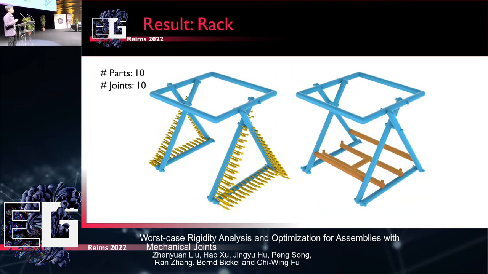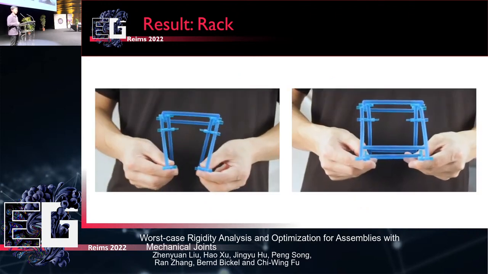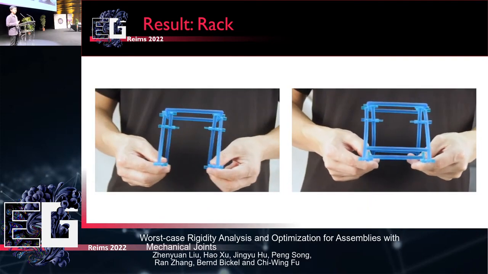Okay, and this is the rack model. So we are using 3D printing to print both the parts and the joints. And we're still using the same idea: our method will get the worst case deformation, worst case loads, and we can use horizontal beams to reinforce it. And the result is very obvious. You can see the difference between the two cases.